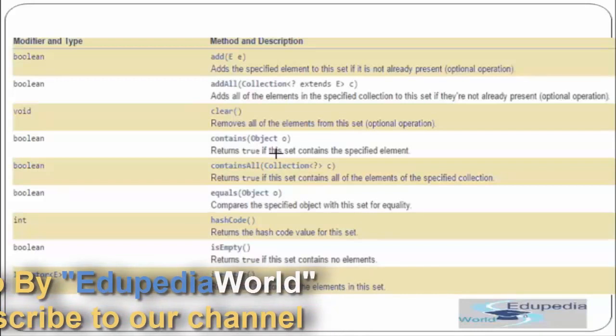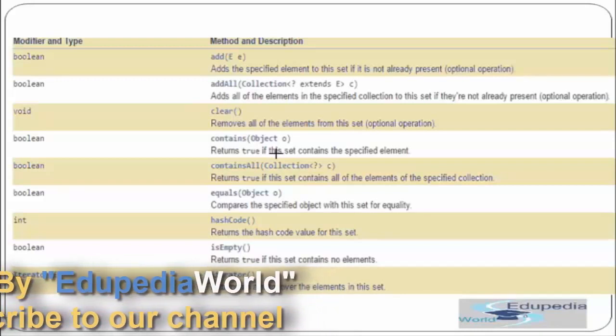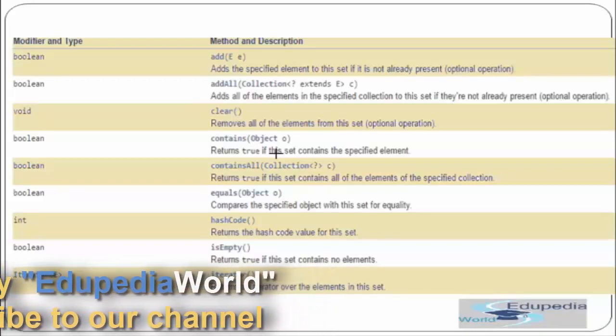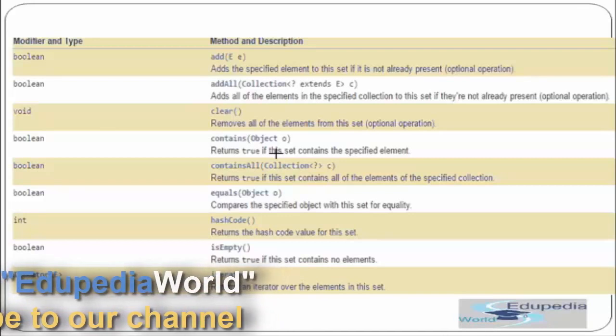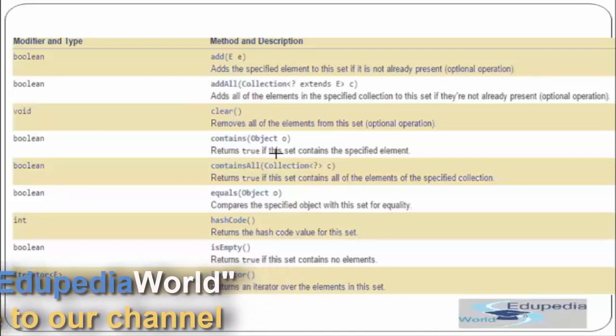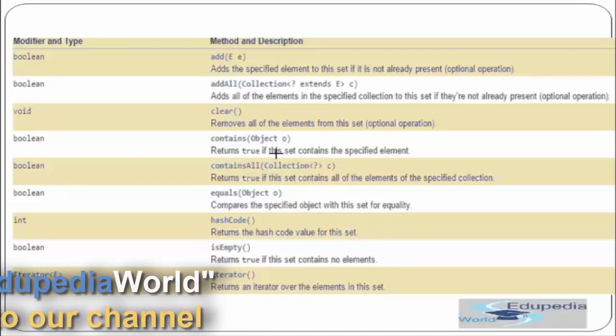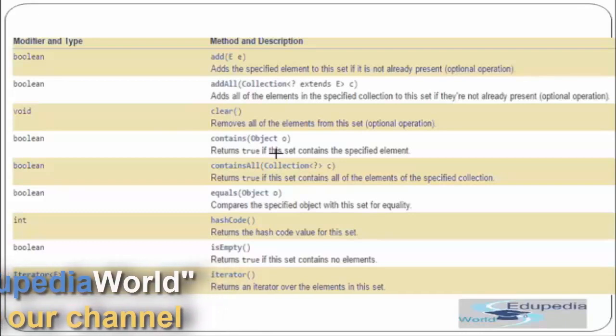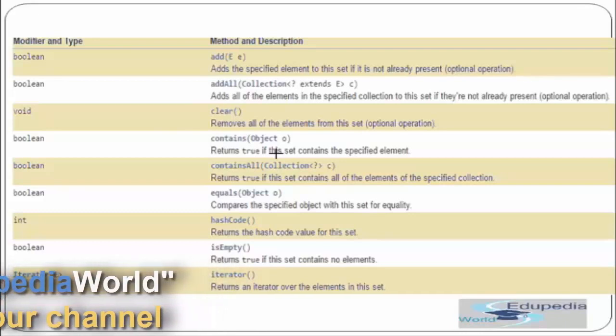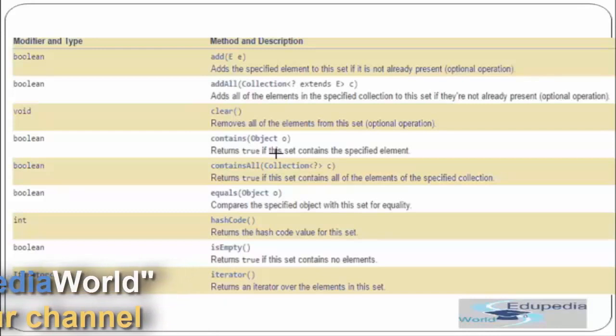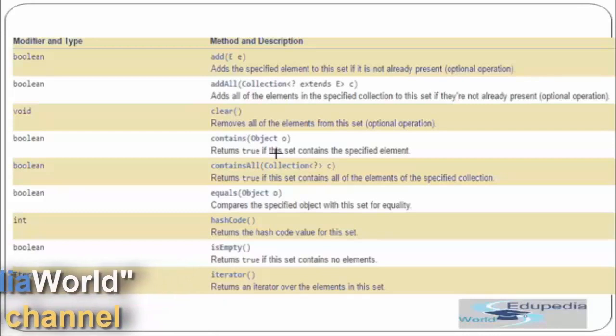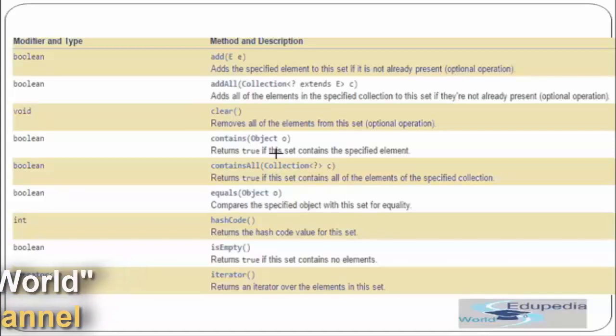Fine. Then we have the equals method, which compares the specified object with this set for equality. So it will tell whether two sets are equal or not. Similarly, we have hashCode, which is again taken from the Object class. It returns the hash code value for this set. Then we have isEmpty, which returns true if the set contains no elements. Then iterator returns an iterator over the elements in this set.